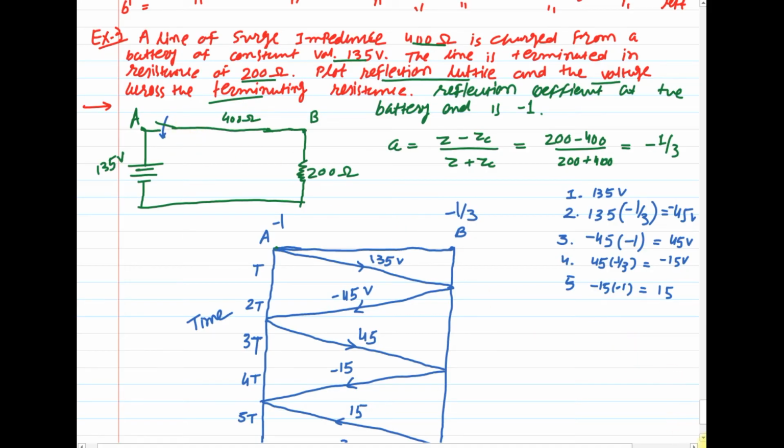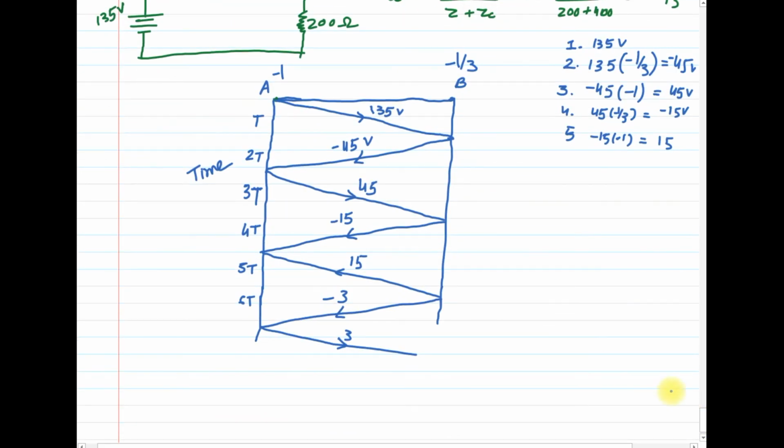Clear? We just need to calculate the reflection coefficient and multiply it by the magnitude of the traveling wave at the point where it gets reflected back to the other point. Clear? I hope it is clear.